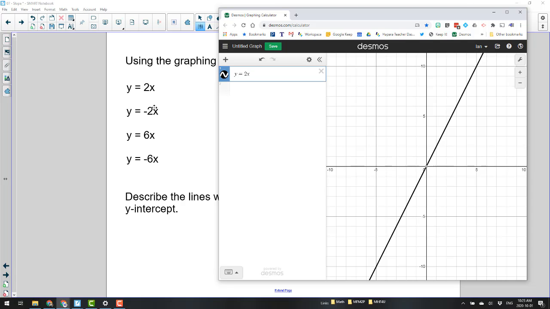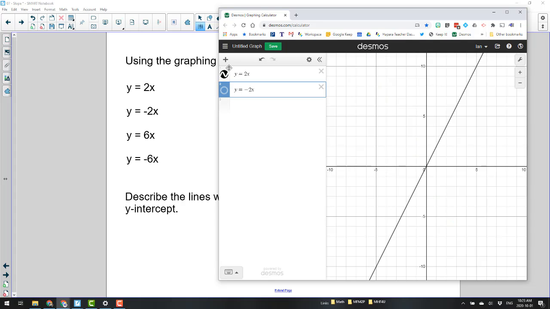What if I turn it negative? Let's compare that against y equals negative 2x. Well, you can see here that line is just as steep as the first one, but now it's going down instead of up. So instead of going up and to the right, it's going down and to the right, but it's the same steepness, just in the opposite direction.